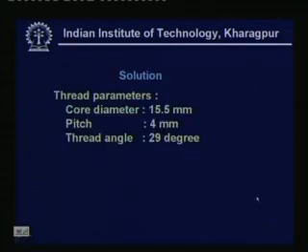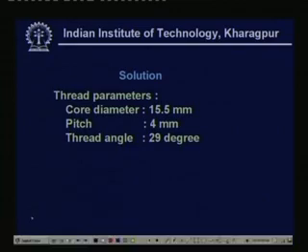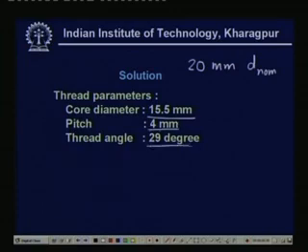Here comes the solution. When you look up the table that is given in any design handbook, you see that for 20 millimeter nominal diameter, the core diameter is 15.5 millimeter, the pitch is 4 millimeter and the thread angle is 29 degree.